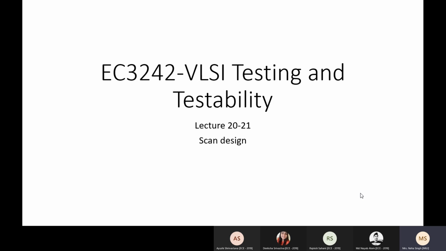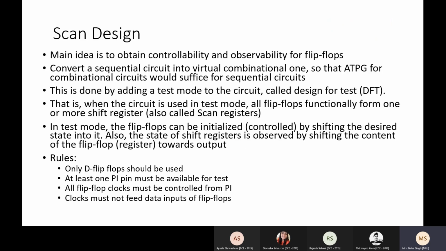So today we begin with scan design. Now, the important thing about scan design is that we are talking about DFT, that is design for testability. In short, we call it DFT. So now we will begin design for testability. As the name suggests, design for testability simply means that you have to redesign your circuit so that the circuit becomes testable.